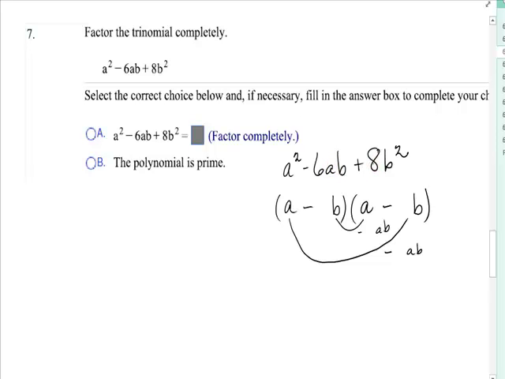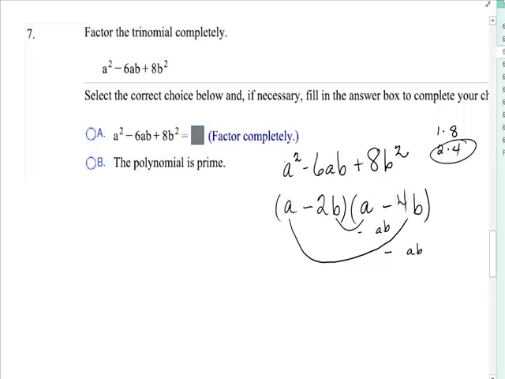All right, I need factors of 8. 1 times 8, 2 times 4. Well, which one's it going to be? They have the same sign. They need to add up to be 6. 2 times 4 is 8, and 2 plus 4 is 6. So let's try it.